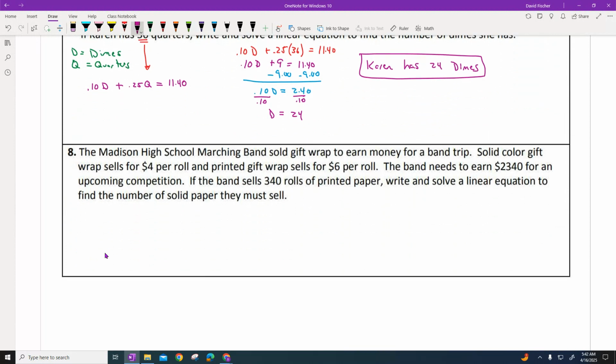Alright, the Madison High School Marching Band sold gift wrap to earn money for the band. Solid color gift wrap, so there's one of my words. Solid color gift wrap sells for $4 a roll, and printed, that's my other one, sells for $6 per roll. They want to earn a total of $2,340. Should put a comma there. For the competition.